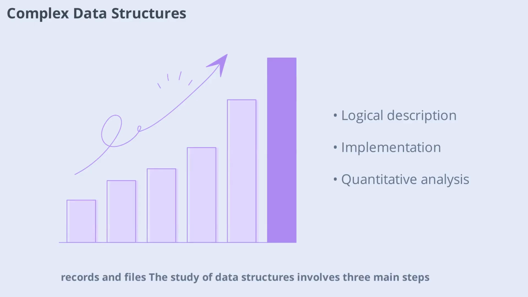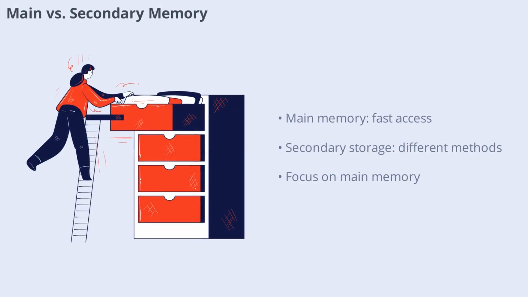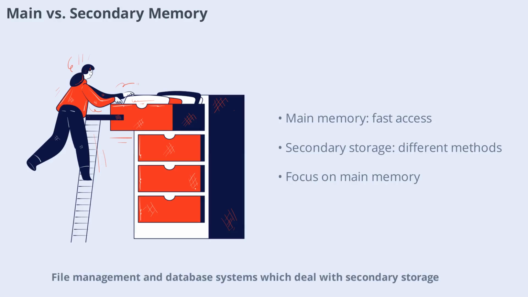The study of data structures involves three main steps: describing the structure logically or mathematically, implementing it on a computer, and analyzing its memory and processing requirements. These steps help us choose the right structure for each problem. Data structures can be stored in main primary memory or secondary external storage. This video focuses on main memory, where access time is consistent regardless of location. File management and database systems, which deal with secondary storage, involve different techniques and are beyond our current scope.